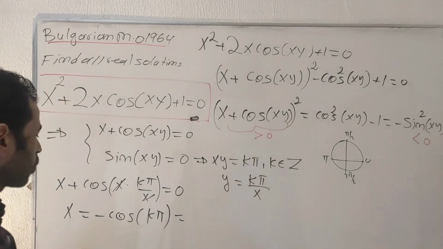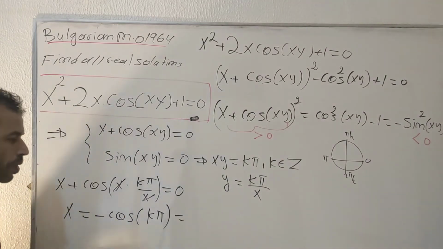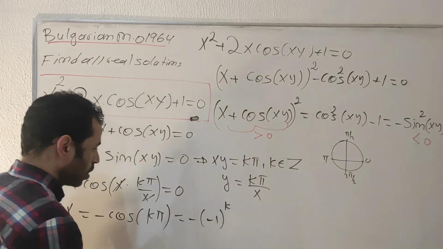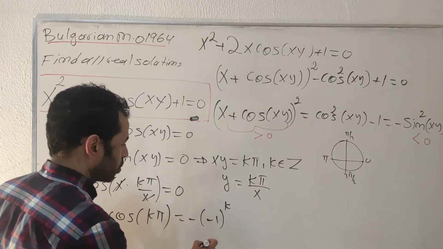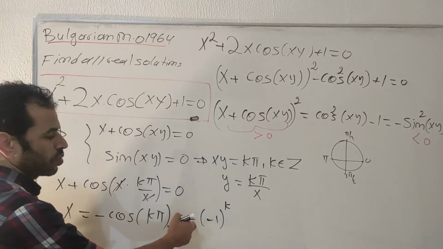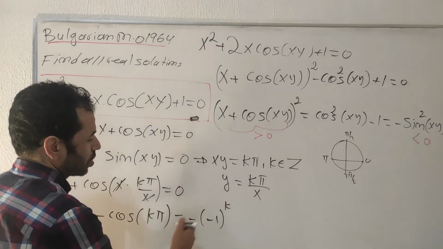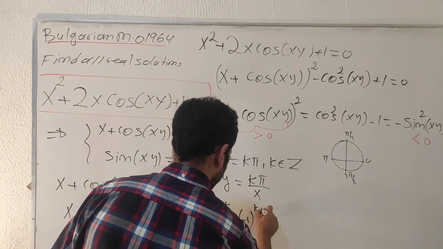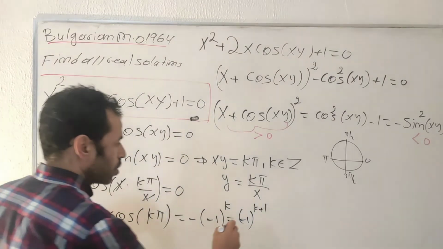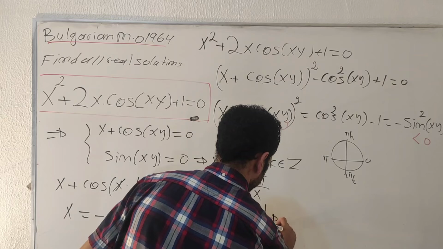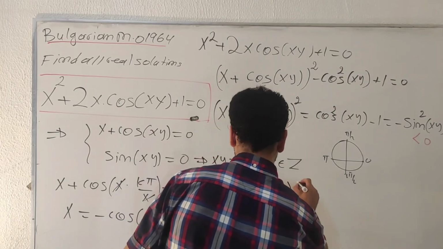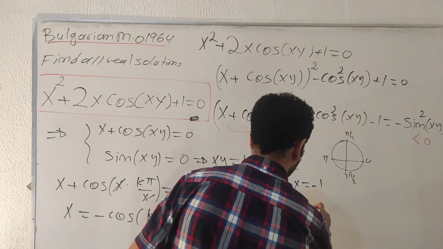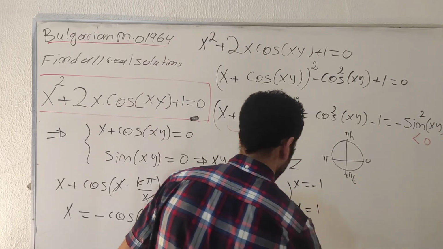This is a well-known formula: cosine of k pi always equals minus 1 to the power k. Let's cancel out this minus sign and put it as an exponent. I get minus 1 to the power k plus 1. So I will have two solutions here: x equals minus 1 or x equals 1.